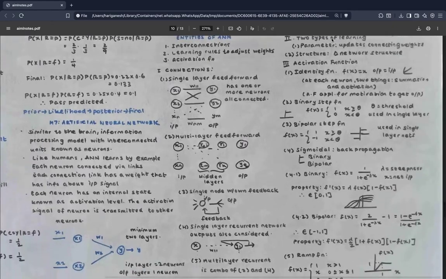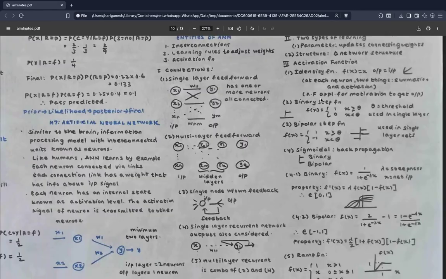There are two types of learning. The first is parameter, which is updating connecting weights. Second is structural. It's a difference in network structure. The most important thing to note here is activation function. The purpose of an activation function, if they ever ask you, is to introduce non-linearity into the network. So there are a bunch of types of this.